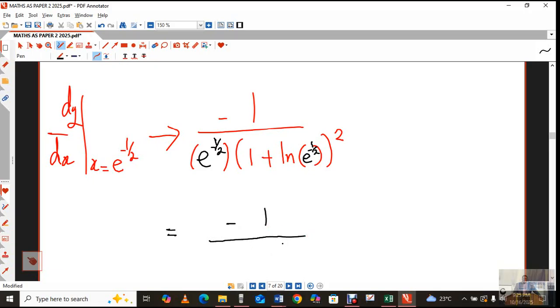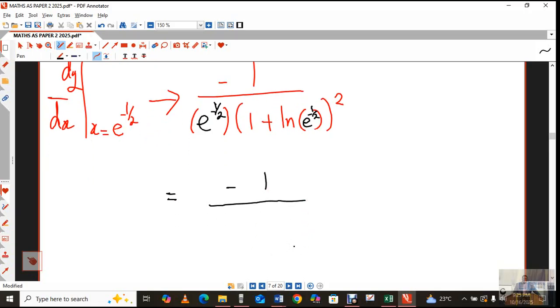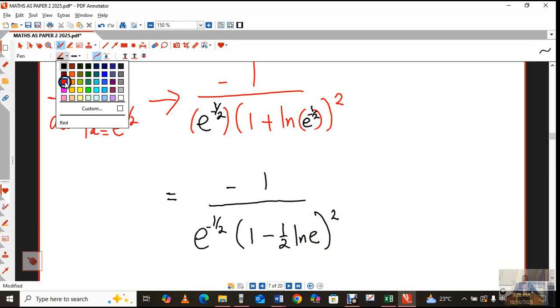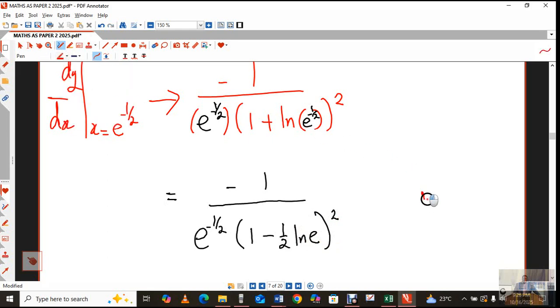And this is very important that you understand. Work inside. So this is going to be e raised to negative a half, but here you have 1 plus, now that negative a half, so that is going to now make this a negative. So it's going to be negative 1 half times the natural log of e, all squared. And one more thing that you need to know, the natural log of e is equal to 1. All right? So this over here becomes just 1.